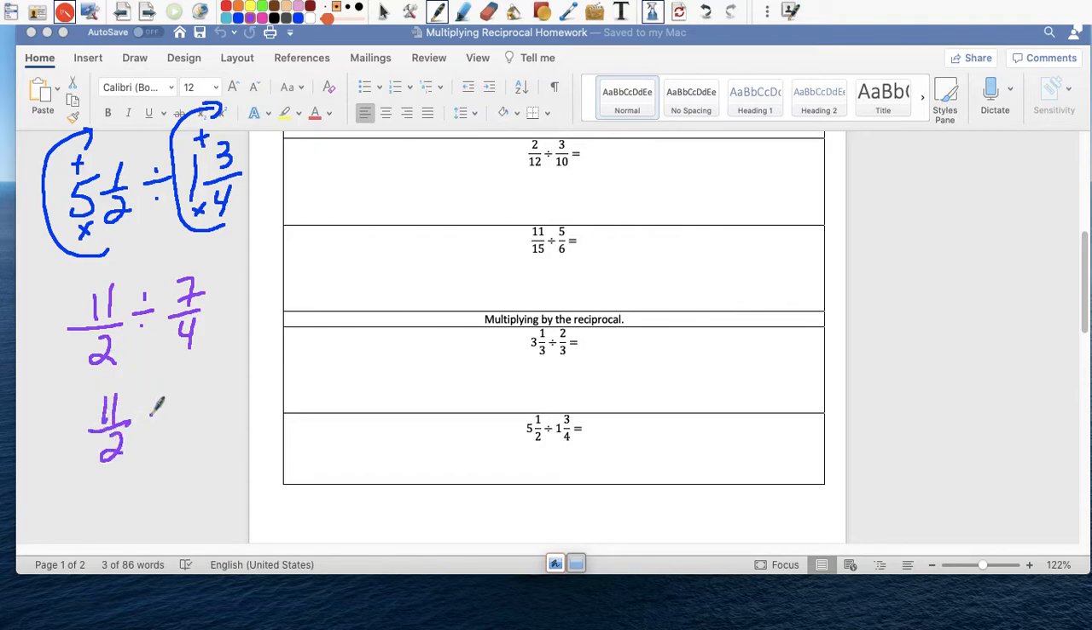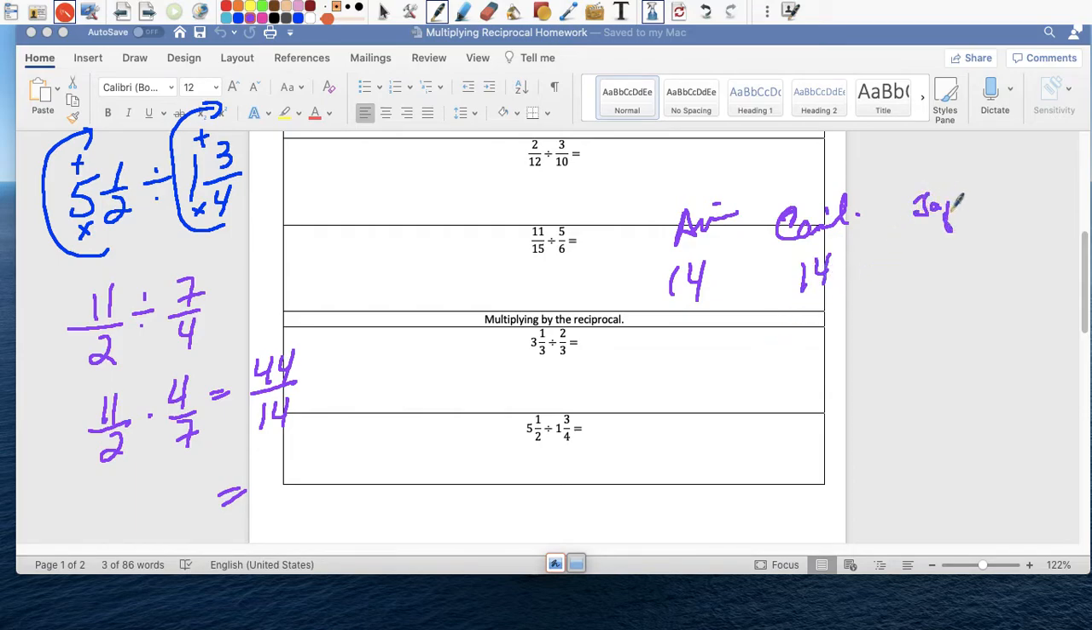Change it now, right? The reciprocal of 7/4 is 4/7. Ready to multiply? 11 times 4 is 44. 2 times 7 is 14. So ask yourself again, you have $44. You want to give $14 to Amir. I want to give $14 to Camila. Do I have enough? Can I give Jacqueline $14?